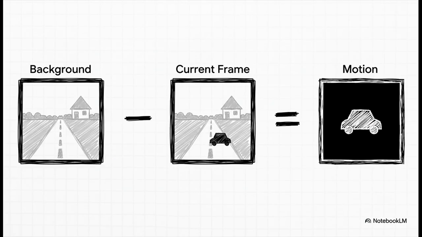And this shows it perfectly. You have the stable background. You have the current frame, which has a car driving through it. And when you subtract one from the other, poof, only the car remains. The road, the sky, the buildings, they all cancel each other out. This is a fundamental technique used in everything from home security cameras to highway traffic sensors.